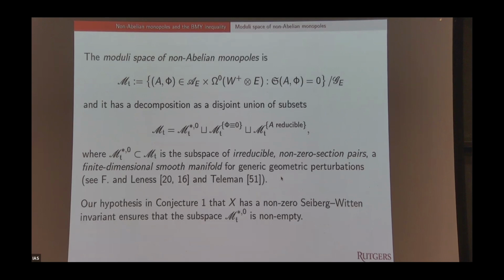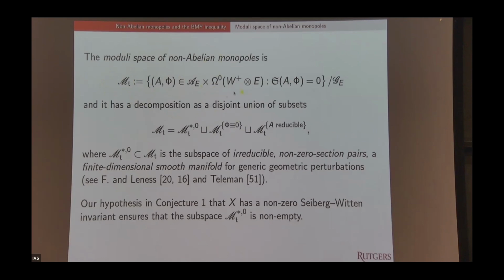So whenever you have some nice equations in gauge theory, which are invariant under the action of gauge transformations, which these are, you can form a moduli space and hope to extract nice properties from it. So this is what we're labeling here, M sub t, this moduli space of non-Abelian monopoles. And it was noticed early on by Pidstrigach and Tyurin, Feehan and Leness, that this moduli space splits into a nice disjoint union of pieces.